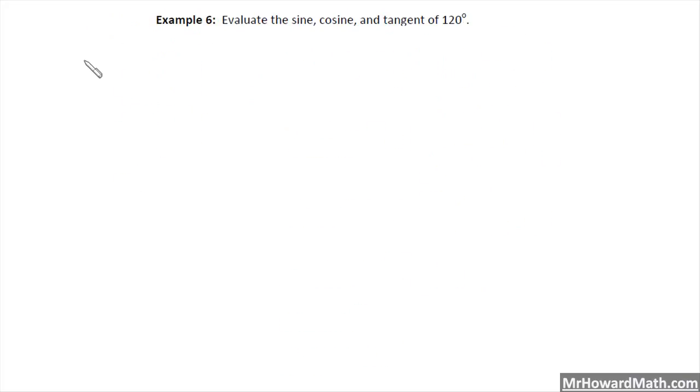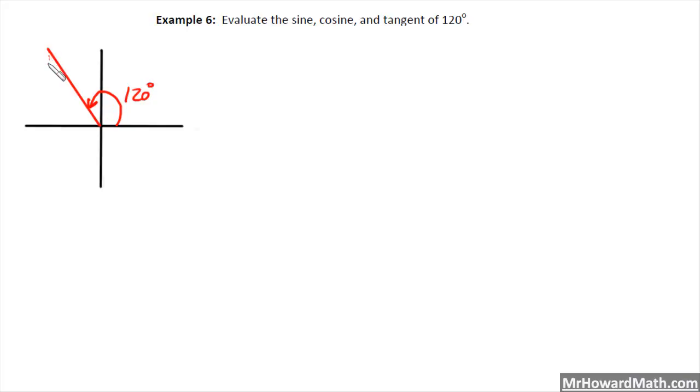All right, example 6. Evaluate the sine, cosine, and tangent of 120 degrees. So what we're going to do here is we'll sketch this out. So we have a coordinate plane here, 120 degrees. We start here at our initial side, so we're in standard position. That would be 90, 180 to here. So 120 is here. So this angle right here is 120 degrees.